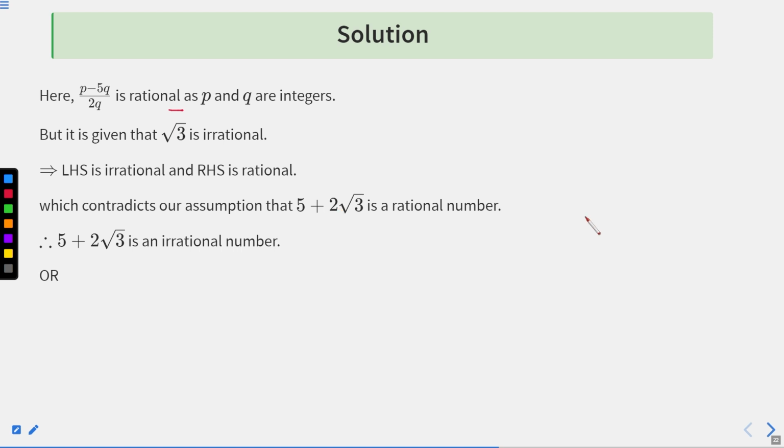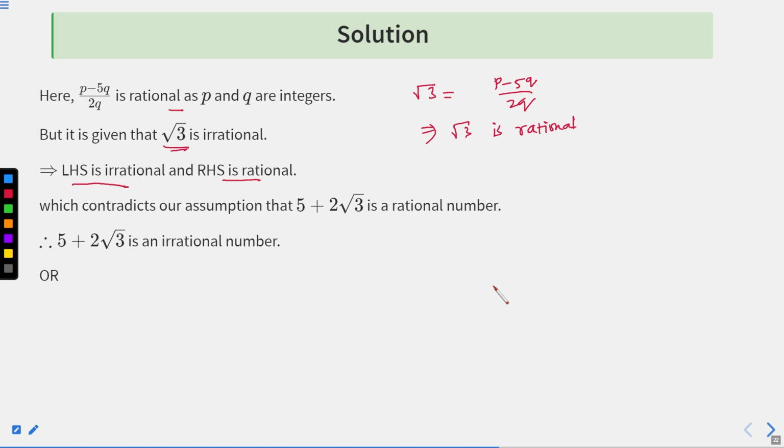And on the left hand side we have root 3. Given in this question, root 3 is an irrational number, but from this equation root 3 is equal to (p minus 5q) by 2q. It implies root 3 is a rational number, since (p minus 5q) by 2q is a rational number. But it is given that root 3 is irrational. So the left hand side is irrational and the right hand side is rational. So this contradicts our assumption that 5 plus 2 times root 3 is a rational number.